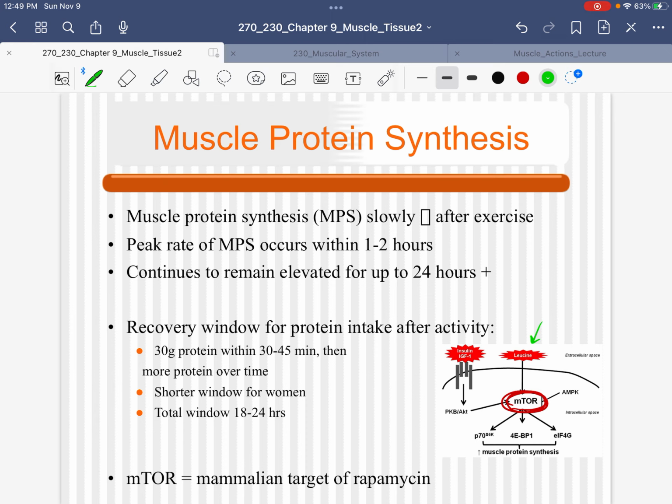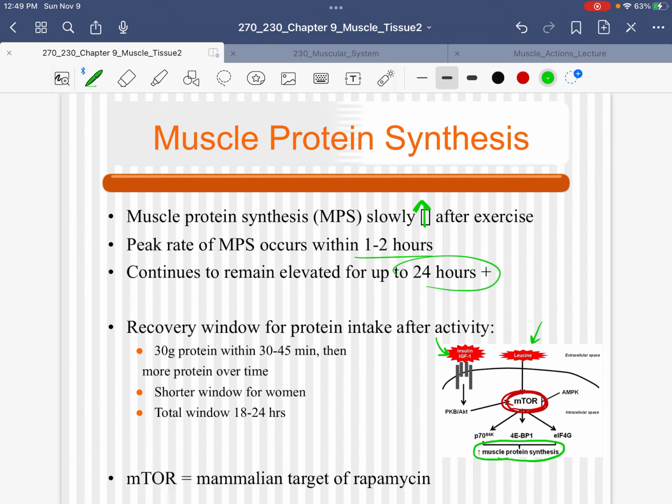Look, we bring in amino acids like leucine. We have hormones helping to signal. And this is what's going to help build the muscle, increase the size. I just want you to know mTOR. This is extra information about how the muscle grows. We tend to start to slowly increase the muscle protein synthesis after exercise. The peak rate occurs 1 to 2 hours after, but it continues for up to 24 hours plus.